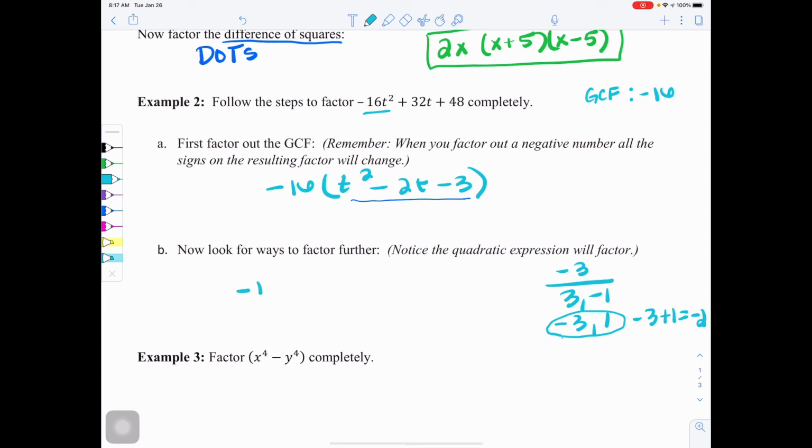So now I'm going to keep my negative 16. Once you factor out that GCF, it can't disappear. And you're going to have t minus 3 and t plus 1. Now, of course, you can have those in a different order. You could have negative 16, then t plus 1, then t minus 3. Remember that multiplication is commutative.